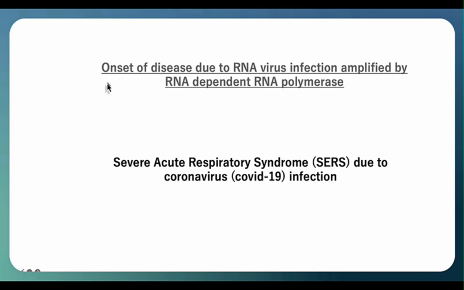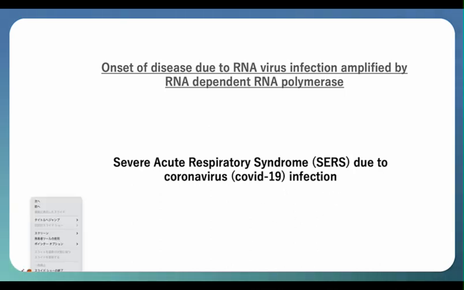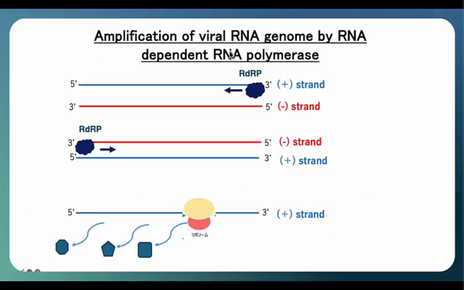Next, we will discuss the infection and pathogenesis of RNA viruses that amplify by RNA-dependent RNA polymerase. As an example, we will discuss the development of severe acute respiratory syndrome, so-called SARS, caused by infection with coronavirus, COVID-19. Now, I will explain the amplification of viral genome by RNA-dependent RNA polymerase. For example, in the case of this virus, what is contained in the viral particle is a positive strand of RNA.